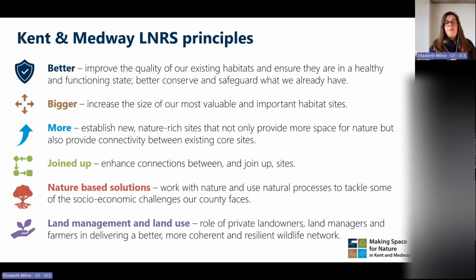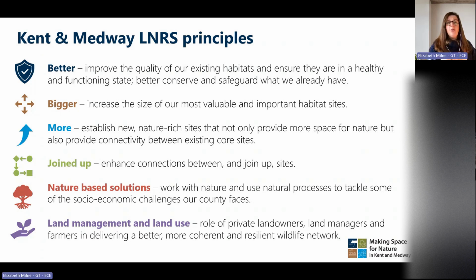The first 4 of the principles may be familiar to you because they are based on the Lawton principles of better, bigger, more and joined up. What we want to see, through focusing our priorities and the delivery of our actions, is first of all the quality of our existing habitats improved, bringing them into a much healthier state, so that effectively we are better looking after what we already have.